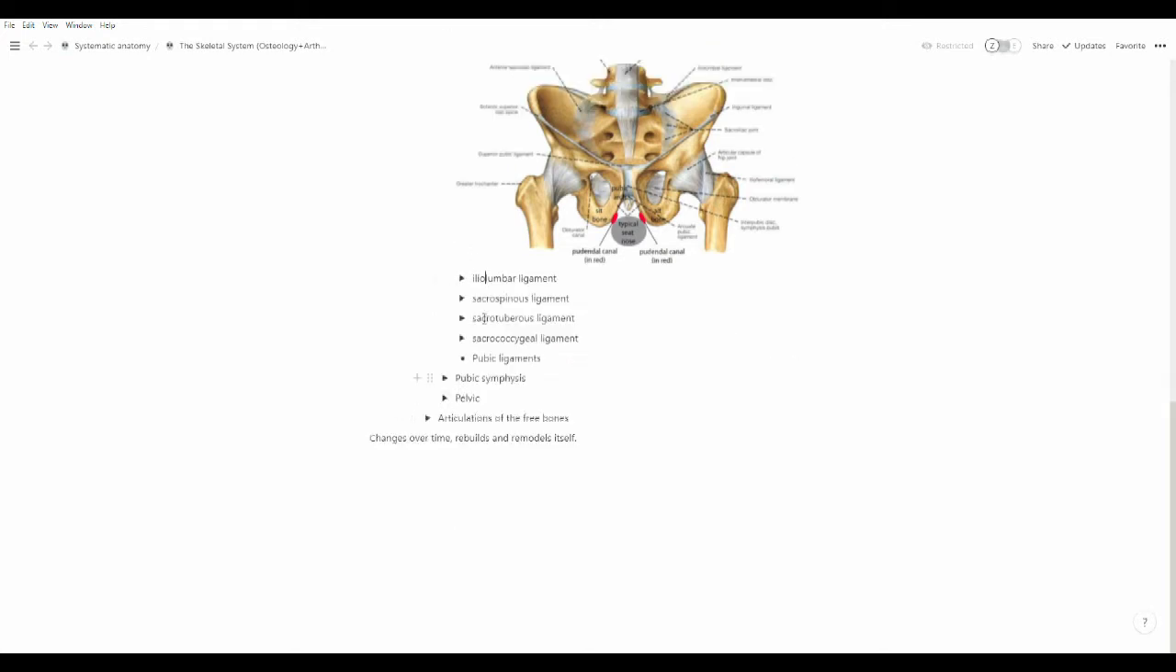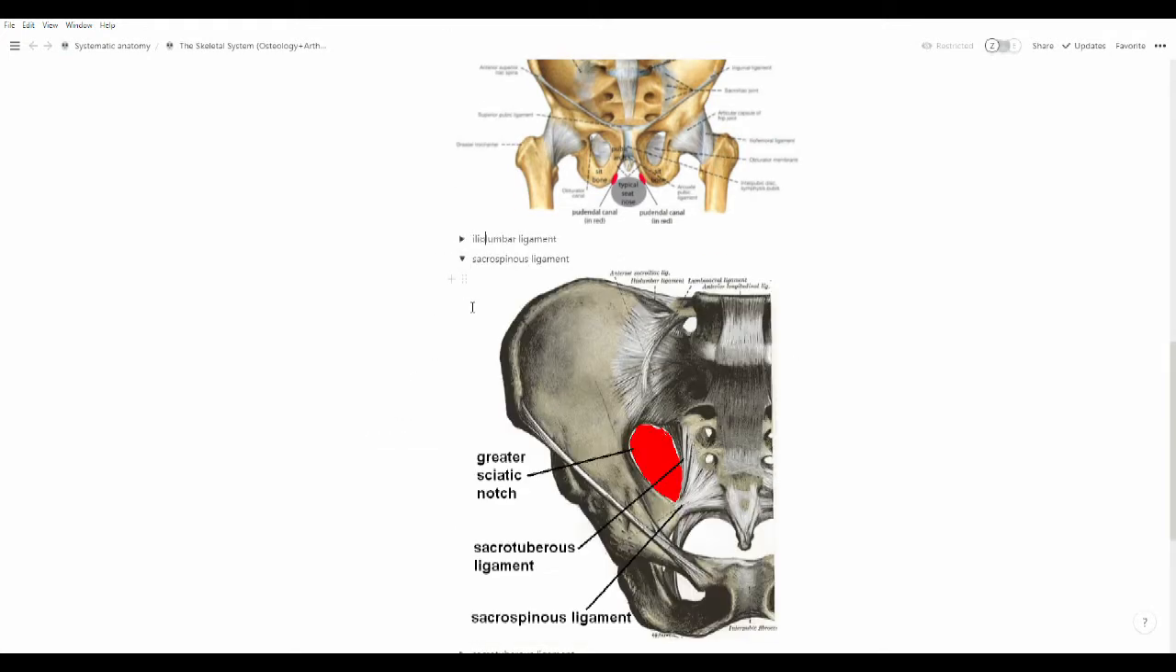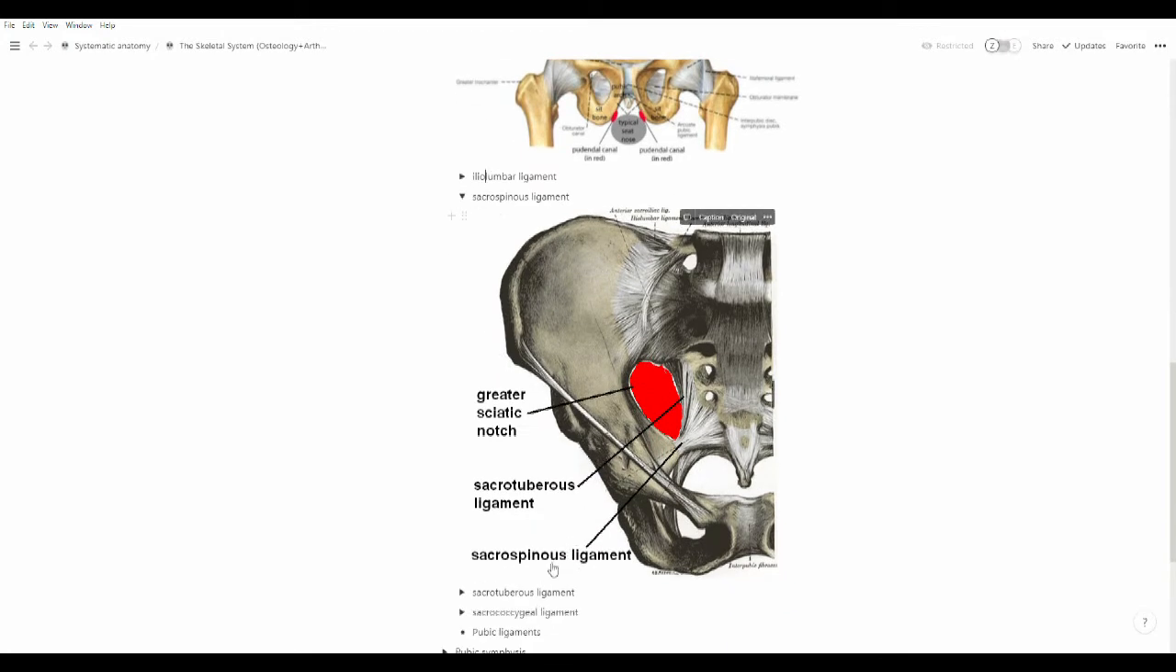Okay, next up we have the sacrospinous ligament. Let's have a look at what that is. Here's the sacrospinous ligament. Here's the spine of the hip bone, and here's the sacrum. The sacrospinous ligament would be between the spine of the hip bone and the sacrum. Very simple. Let's move on.